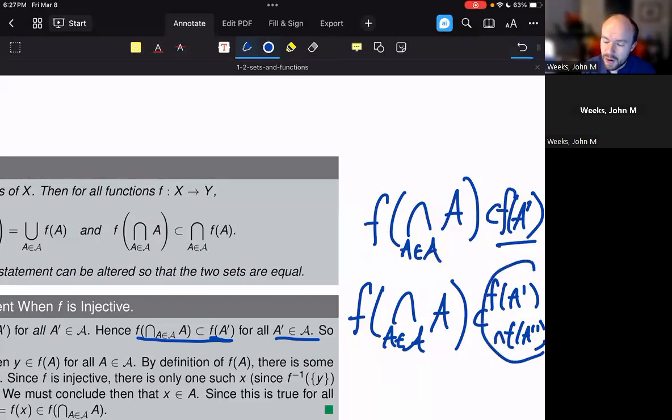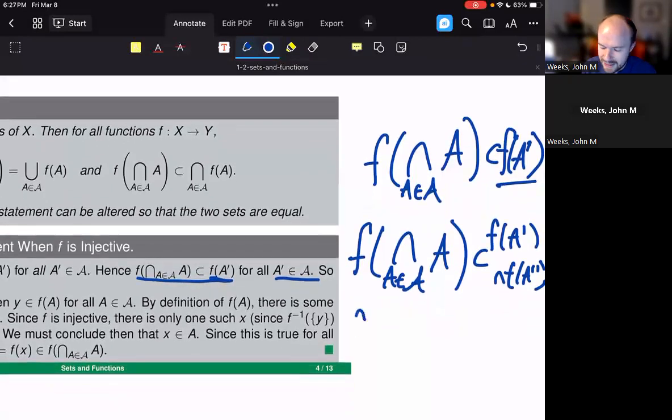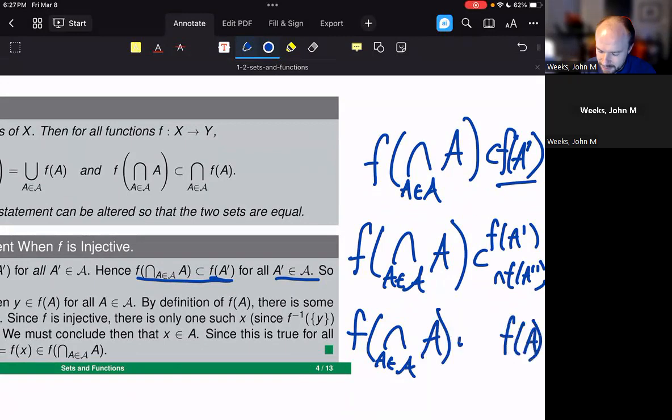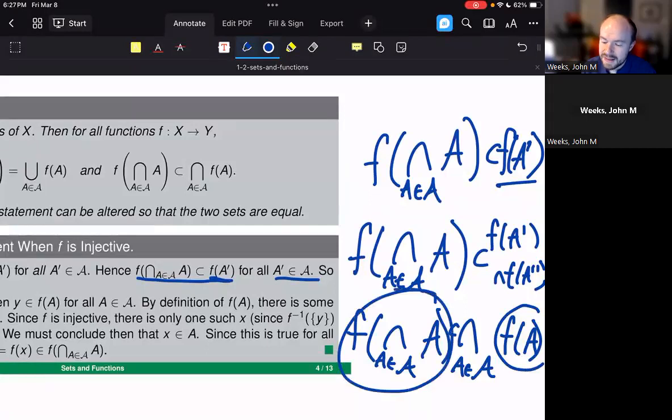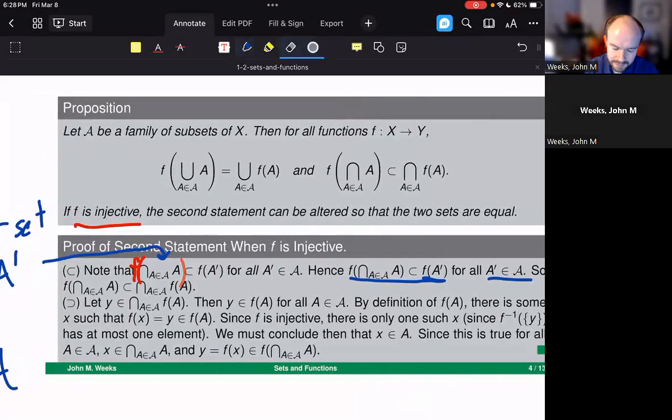I can take that argument all the way to the extreme. Instead of just looking at an intersection between any two elements, I can take a look at the intersection between all f of A's and take a look at something like this. Because each of these individual f of A's contains this set, the intersection of all of these f of A's is going to contain this set. And that's exactly what's being said in this final line. So this final line right here is saying that I can write f of this intersection of A to be inside of the intersection of all f of A's.